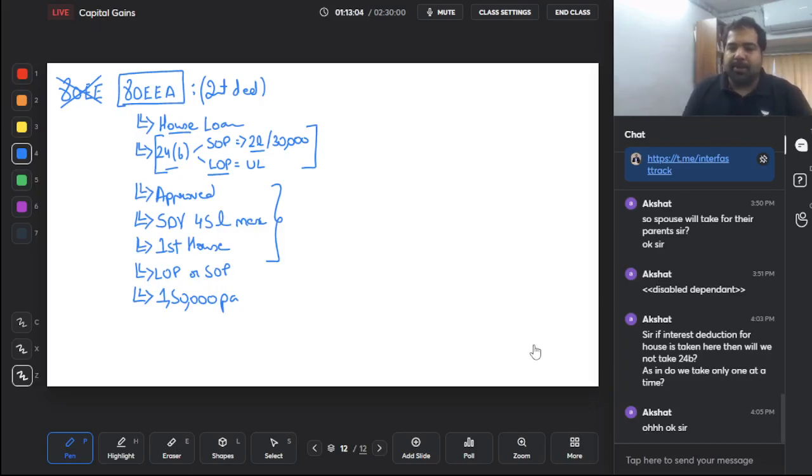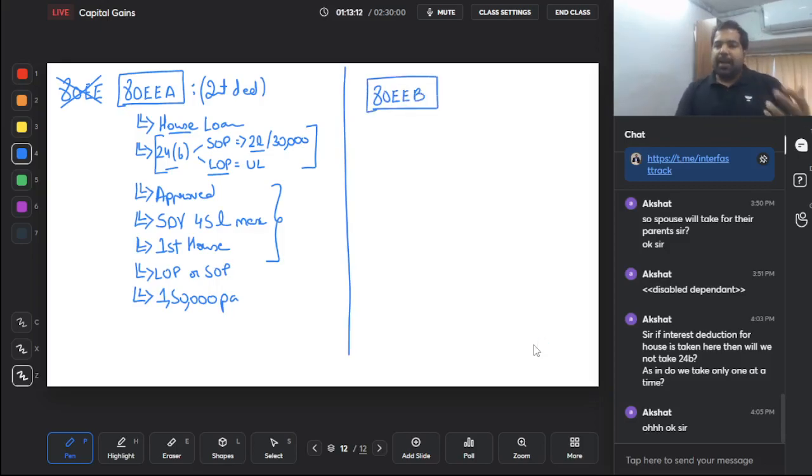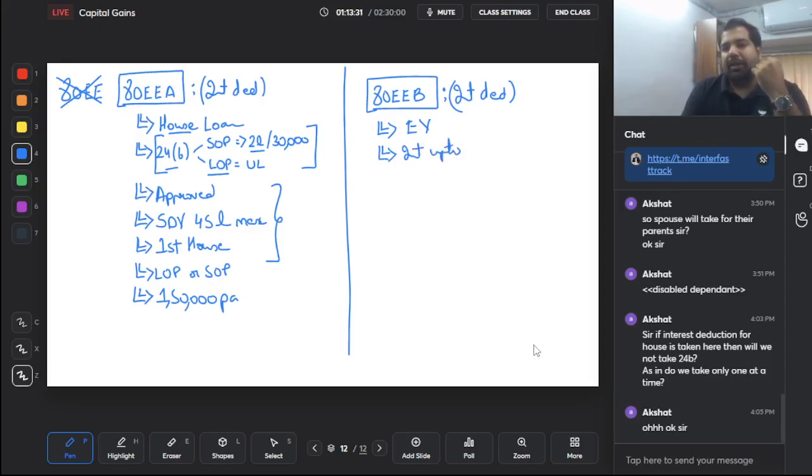And that brings us to the last section of the E series, which is 80EEB, Easy Electric Bike. Guys, what is this easy electric bike? Again, it's a deduction. Yes, again the E series, so interest deduction. But what are you paying interest for? Guys, here you've taken an electric vehicle on loan. It can be a bike, a car, a truck, any electric vehicle, and you're paying interest up to 1,50,000 per annum. You can take a deduction here.